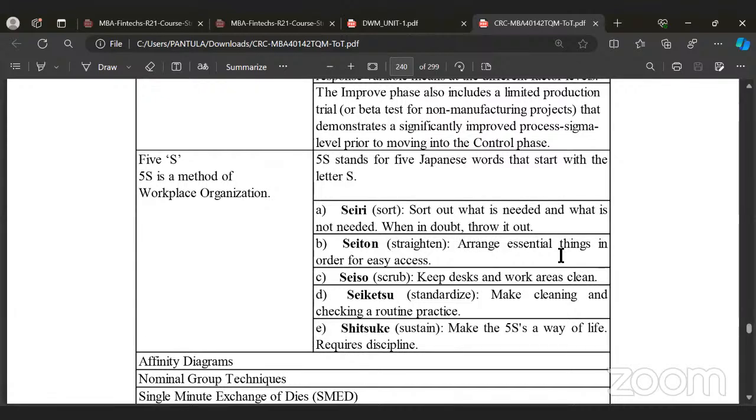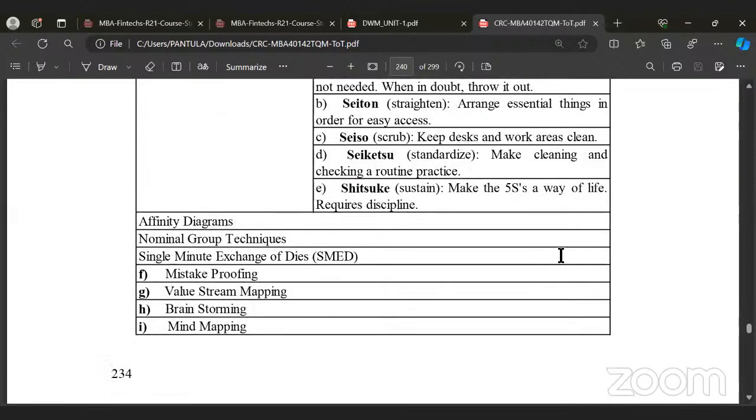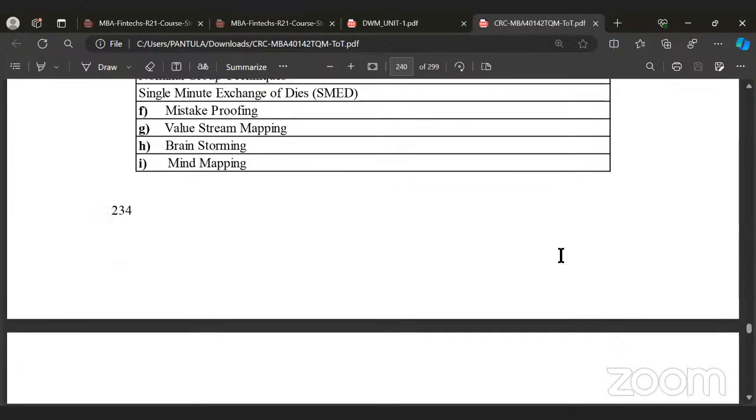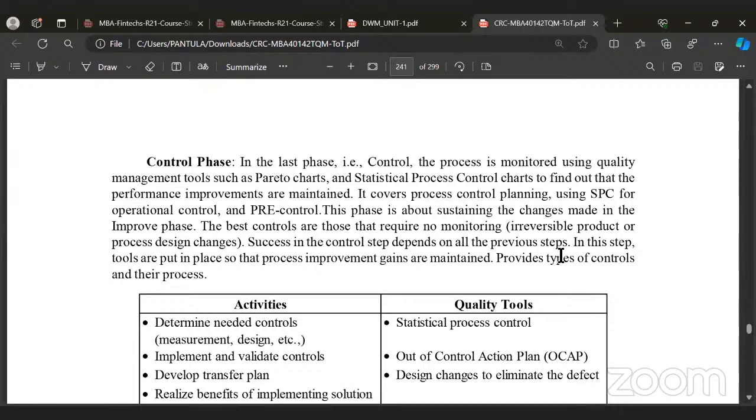5S are there. 5S is sort, set in order, shine, standardize, sustain. And these are the things. And mistake proofing, normal group of techniques, single measurement, value stream mapping, brainstorming, and mind mapping. So next, the control phase.